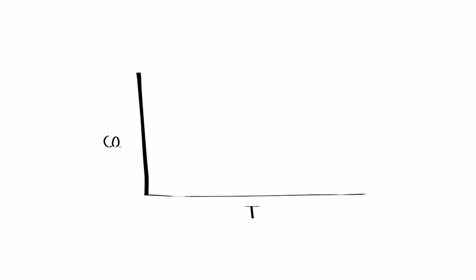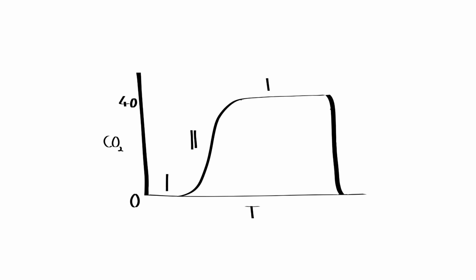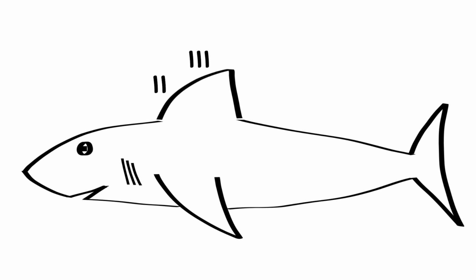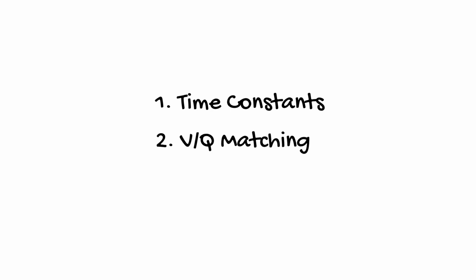The transition point between phase 2 and phase 3 is called the alpha angle, and the transition between phase 3 and phase 0 is termed the beta angle. In obstructive lung disease, there are alterations in the slope of phase 2 and phase 3, with an increase in the alpha angle. Let's take a closer look at why this occurs. There are two physiological concepts we need to discuss: time constants and ventilation perfusion, or VQ matching.